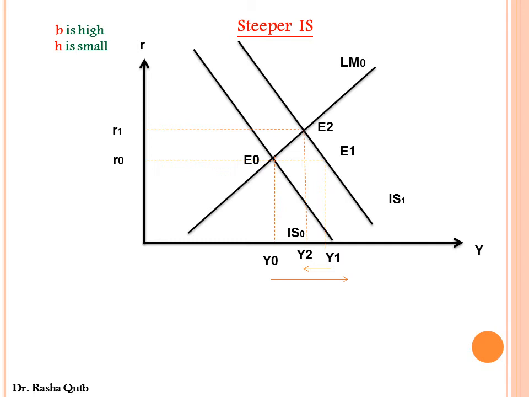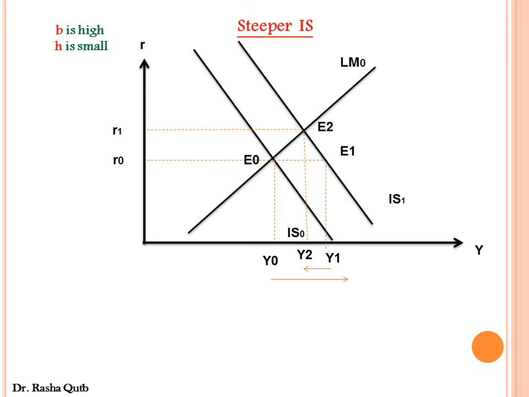Graphically, at the starting point E0, the government decides to apply an expansionary fiscal policy by increasing government expenditure. The IS curve would shift rightward from IS0 to IS1. The initial impact of this expansionary fiscal policy is increasing the national income from Y0 to Y1. We will move from E2 to E1.